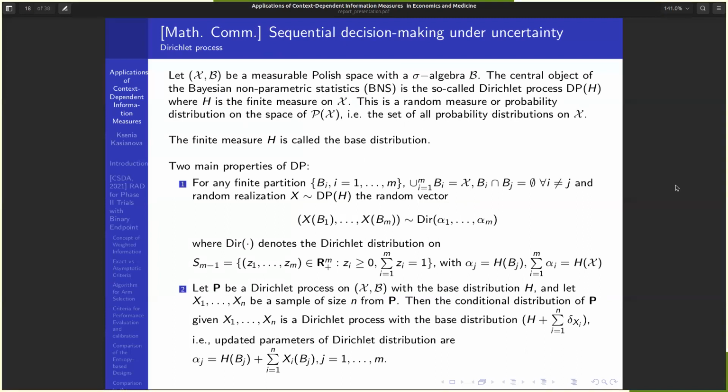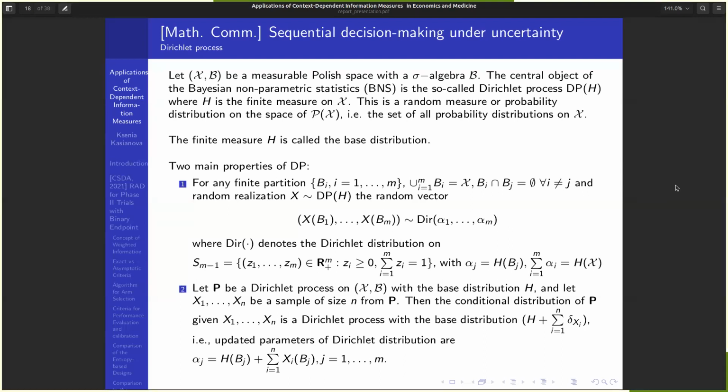Now let's move on to the continuation of working with the storage problem. In this case, we are generalizing the idea of these search problems to the case of not binary, but multiple endpoint results. So for doing this, we are starting with defining the Dirichlet process.